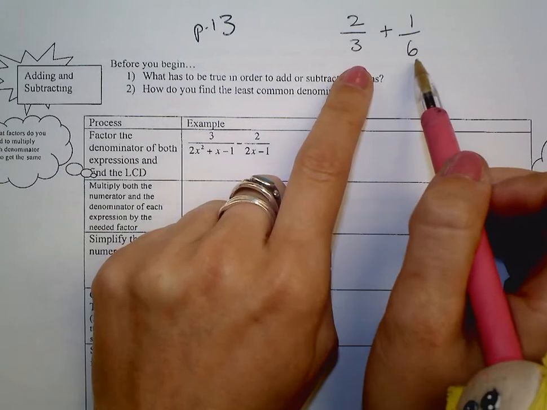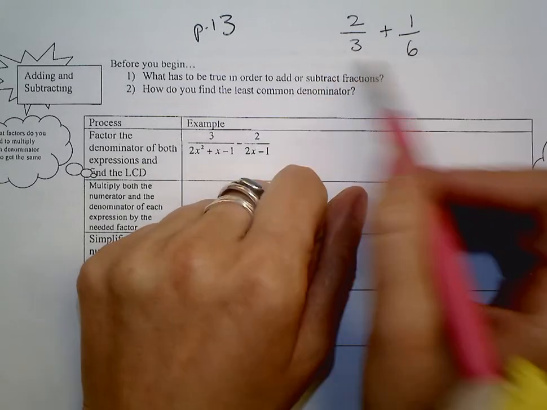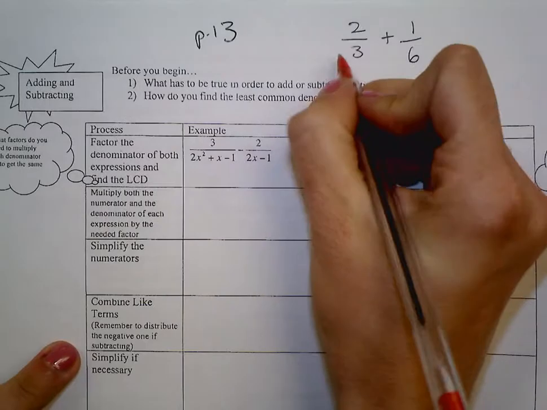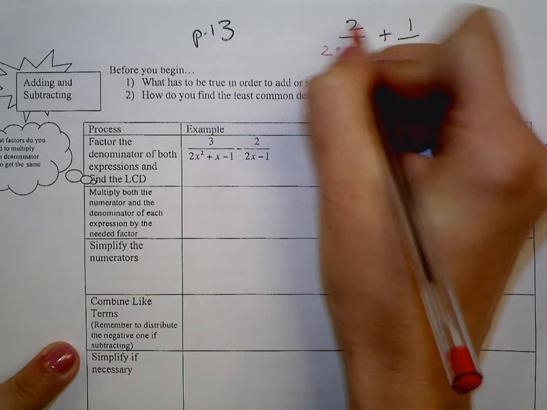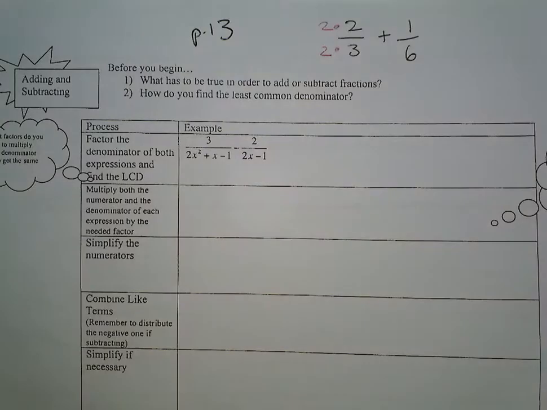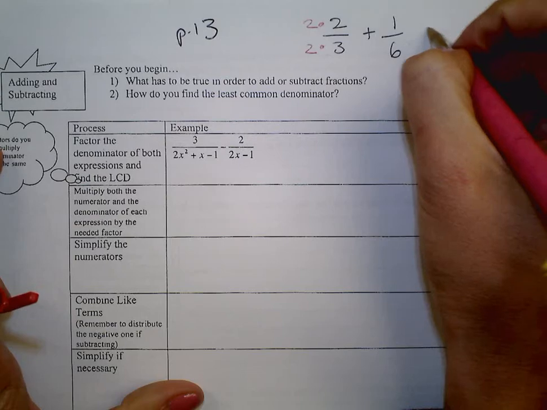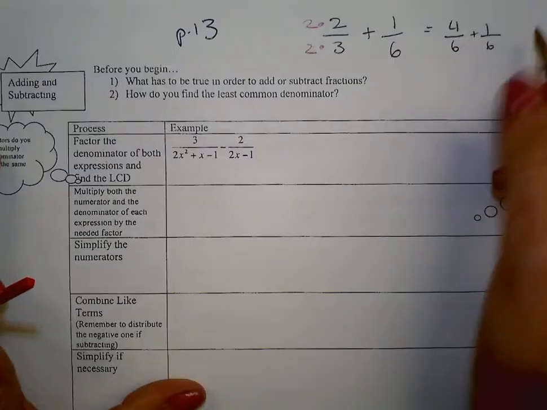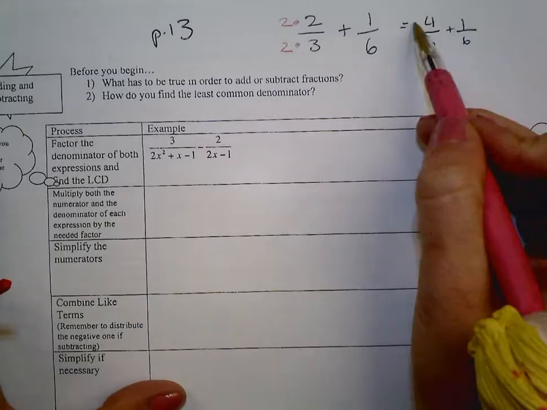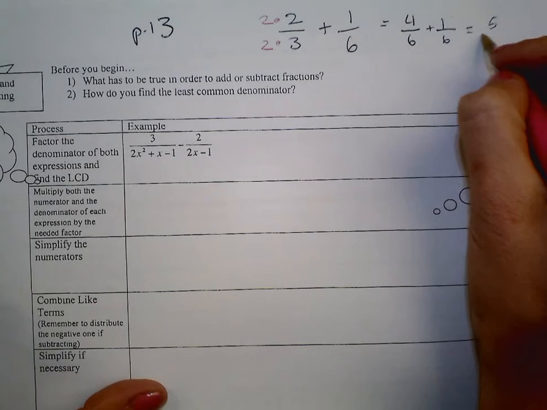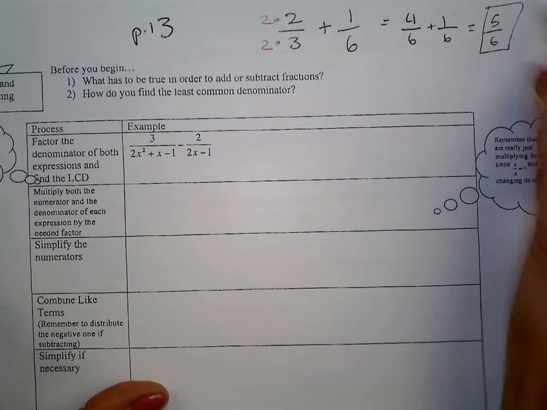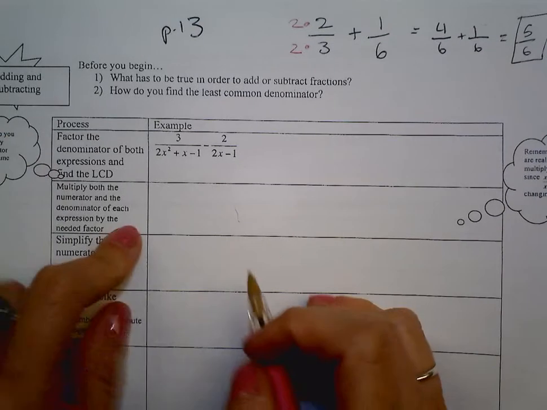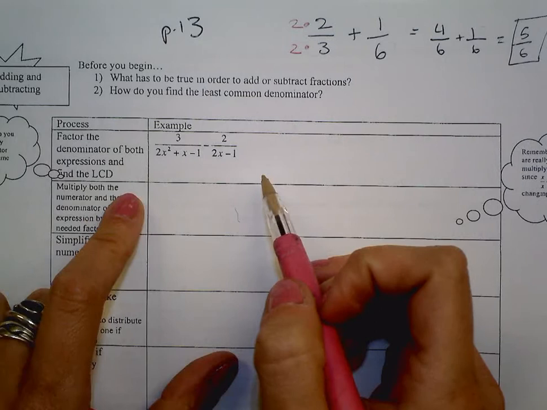So I know that I can get my denominators to be the same if I multiply this fraction here by 2, and whatever I do to the bottom, I have to do to the top. And this would give me 4 over 6 plus 1 over 6. Now I can add them across just the numerators, and I get 5 over 6 as my answer. So whenever we have adding and subtracting with rational expressions, we need the denominators to be the same.